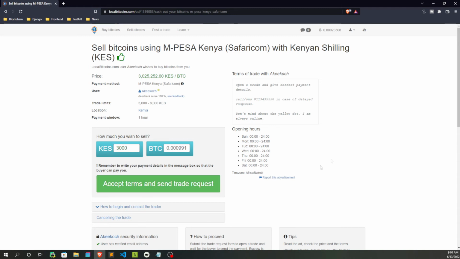Once you do this, you're going to have the same interface as you are buying. You have a chat. You tell them to send money to ABCD, maybe your bank account or your M-Pesa account. And once they do that, you make sure you confirm you've received the money, and then you're going to release the Bitcoins to them. Another way is for you to post a trade. This is for you to create an advertisement.